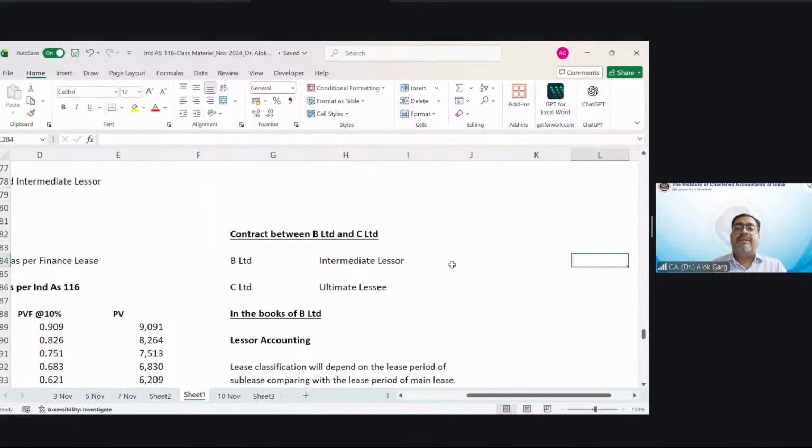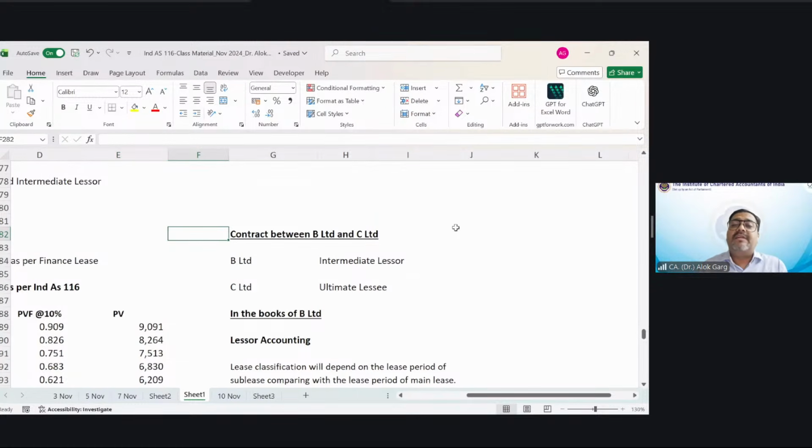Contract between B Limited and C Limited. Right. So what we have seen from the lessor perspective, the lessor will de-recognize the car, PP&E, and will recognize the financial asset, which is the lease receivable. And the lessee, which is B Limited, will recognize the ROU and recognize the lease liability.